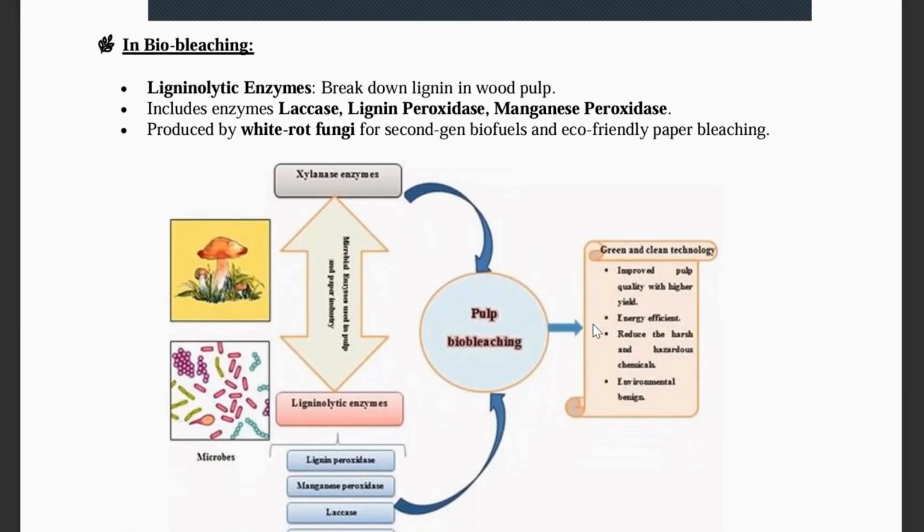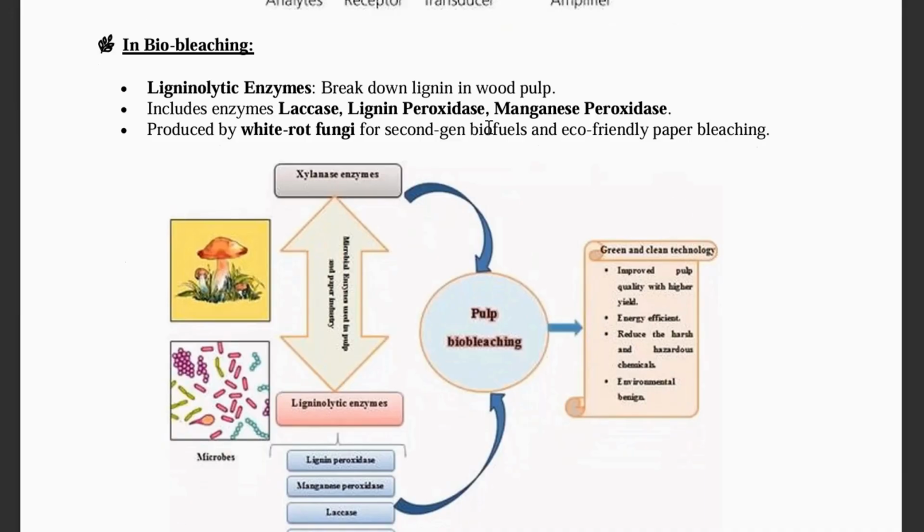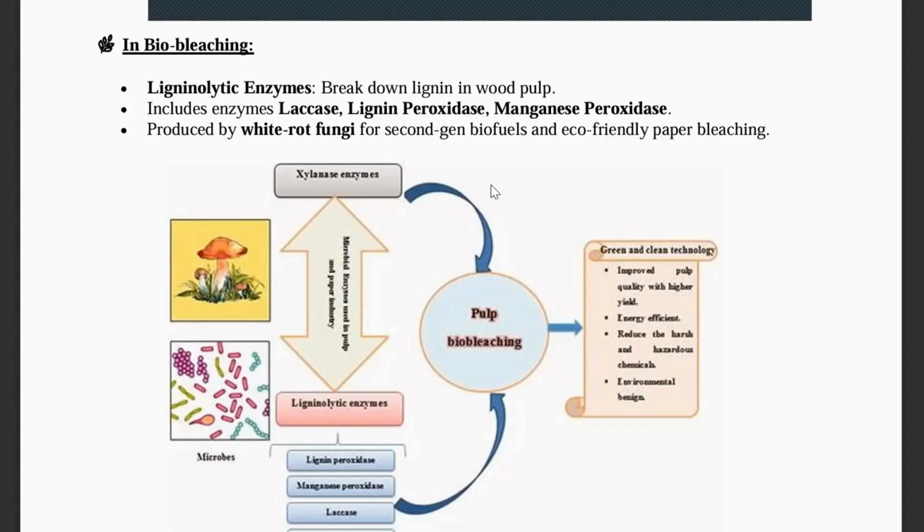Next application is biobleaching. Here, ligninolytic enzymes break down the lignin in the wood pulp. This includes enzymes like laccase, lignin peroxidase, manganese peroxidase, produced by white rot fungi, for second generation biofuels and eco-friendly paper bleaching. The process is given here.